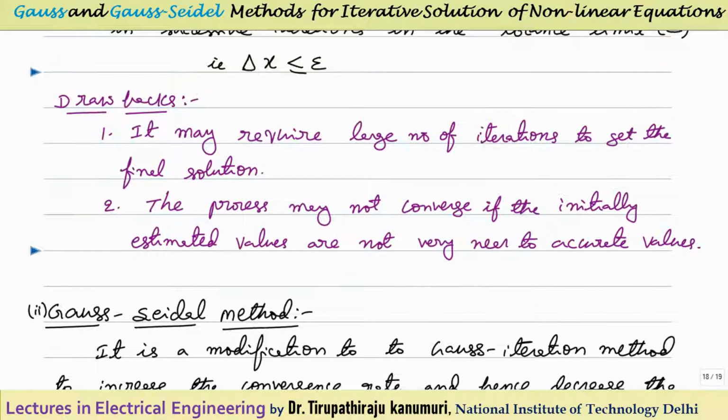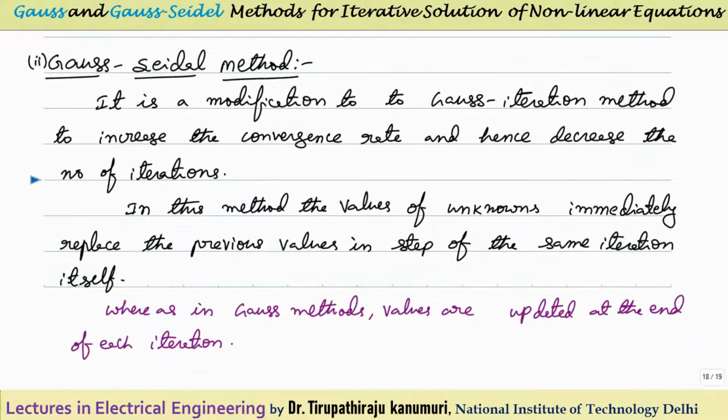If you take completely different values, for example if the final value of x and y is 1, and I take x equal to 20 and y equal to minus 5, then it will take so much time to converge to the final solution. In order to overcome the disadvantage of the above method, the next method came, that is the Gauss-Seidel method. It is a modification of the Gauss iteration method, used to increase the convergence rate and hence decrease the number of iterations.